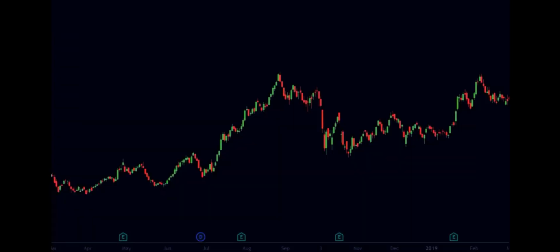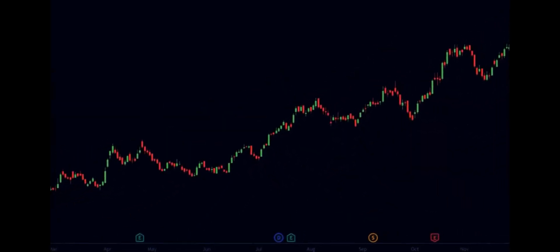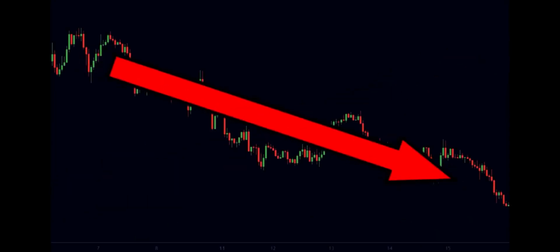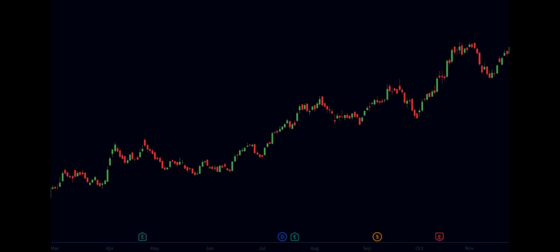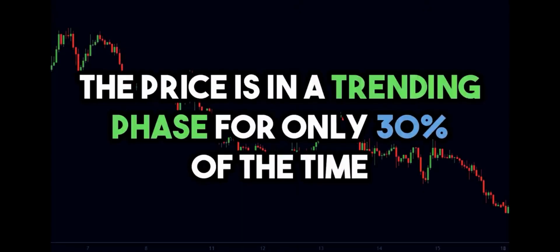The price of an asset generally moves in two phases: the trending phase and the ranging phase. A trending phase can be identified when the price is moving in an upwards direction or a downwards direction. In an uptrend, we see that the price makes higher highs and higher lows. On the other hand, in a downtrend, the price makes lower highs and lower lows. When the price is in an uptrend or a downtrend, we will look to enter the trend on the pullback. The price of an asset is in a trending phase for about 30% of the time.